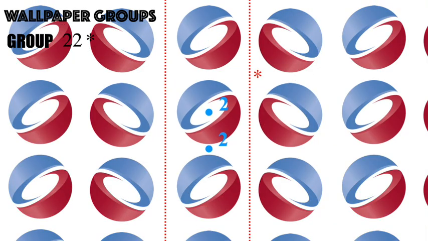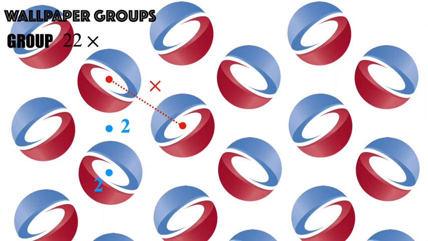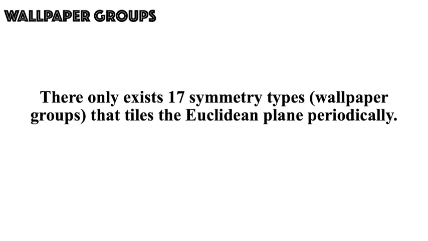Mirror lines are not that hard to arrange. For example, we can create a group 22 star by introducing parallel mirror lines. Create a group 2 star 22 by introducing intersecting mirror lines. Or a group 22 cross by introducing glide reflection. There only exist 17 symmetry types that tile the Euclidean plane periodically. They are known as the 17 wallpaper groups.